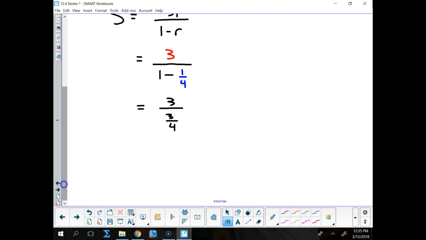Dividing fractions, what do I do? Multiply by the reciprocal. So that is 3 times 4/3. Right? Can I put the 3 over 1? So what is that? You get what I'm saying? 4?